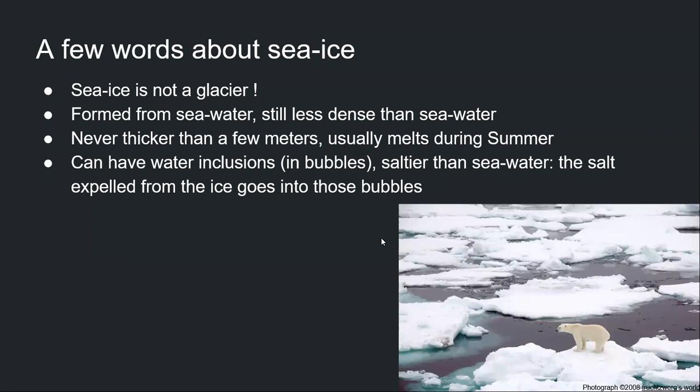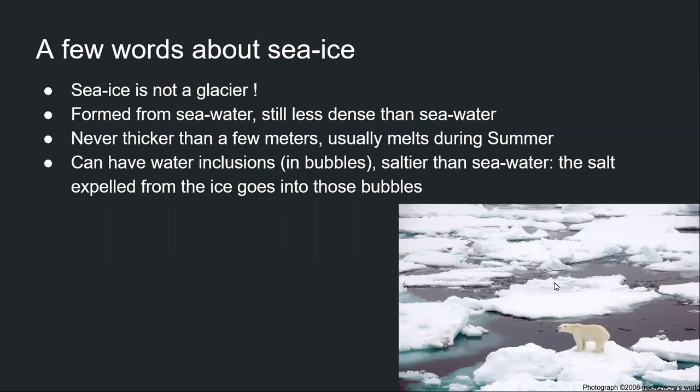It's never thicker than a few meters and usually melts during the summer. It wasn't always like that. Like 50 years ago, the sea ice was covering a much larger area on the planet, but it's shrinking by the year. We can have water inclusions in sea ice. So if you remember, on glaciers we have air inclusions in the ice, we have air bubbles. You can still have those in sea ice, but mostly those bubbles are filled with water.